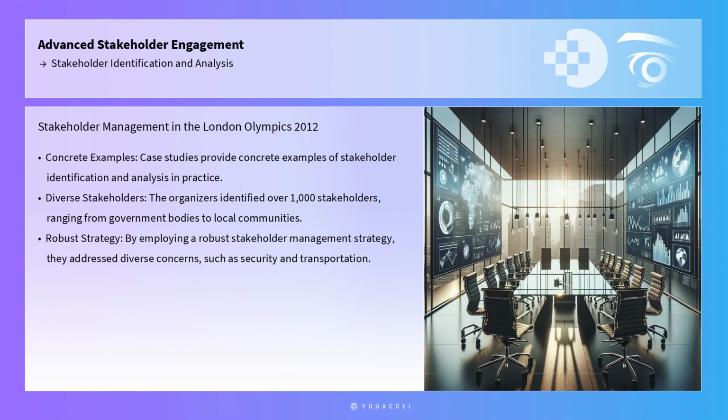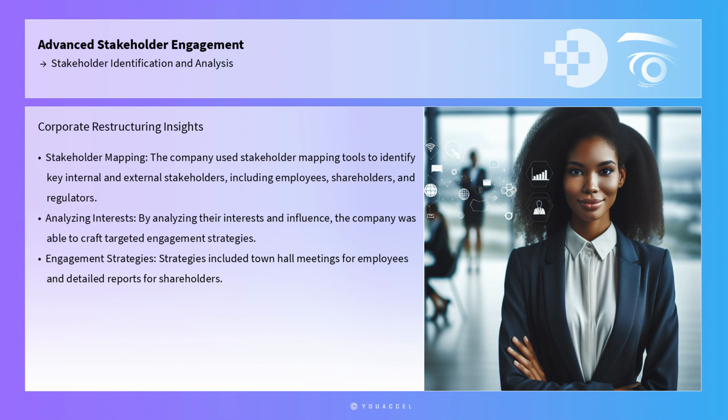in a successful event. Another example can be drawn from the corporate sector, where a multinational corporation undertook a major restructuring project. The company used stakeholder mapping tools to identify key internal and external stakeholders, including employees, shareholders, and regulators. By analyzing their interests and influence, the company was able to craft targeted engagement strategies, such as town hall meetings for employees and detailed reports for shareholders, ensuring that all parties remained informed and supportive throughout the process.